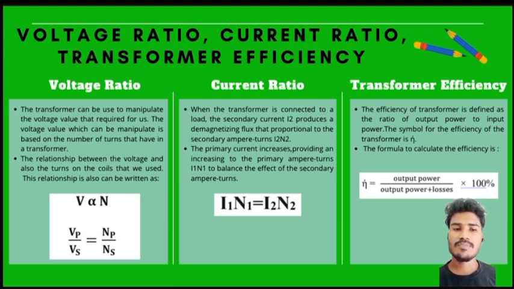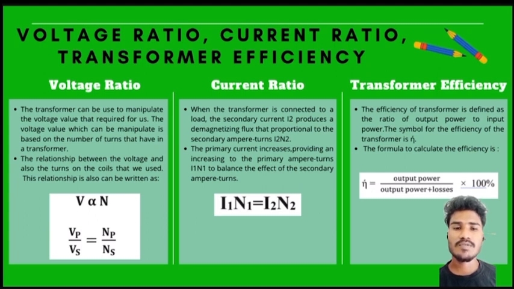To determine the type of transformer, either step up or step down, we can also use this voltage ratio as our guideline. For example, if the ratio shows 5:1, it means the transformer is a step-up transformer. Meanwhile, if the ratio shows 1:5, it indicates that it is a step-down transformer. I think the explanation of voltage ratio will clarify it.